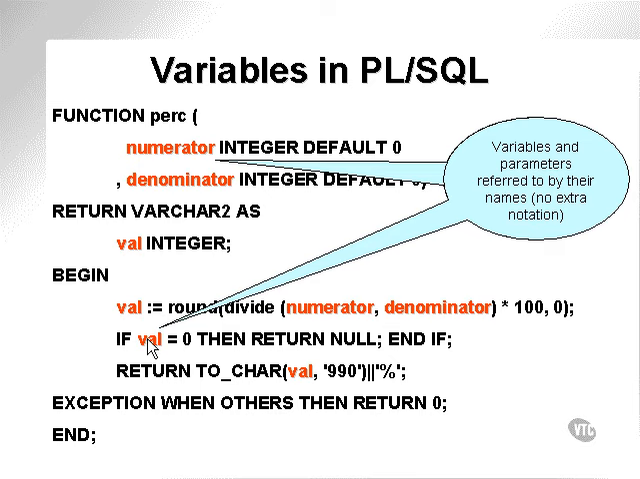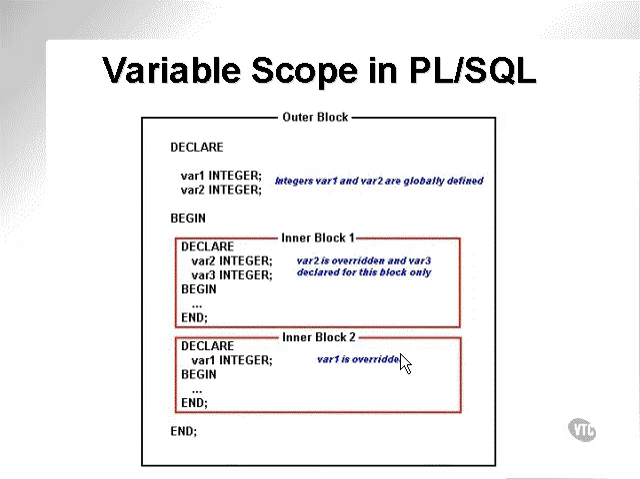Some database languages require that you put colons before the variable name. That is not the case in Oracle. As you can see, parameters, numerator and denominator, are referred to as numerator and denominator, and the locally declared variable is referred to as VAL. The scope of variables in PL/SQL.